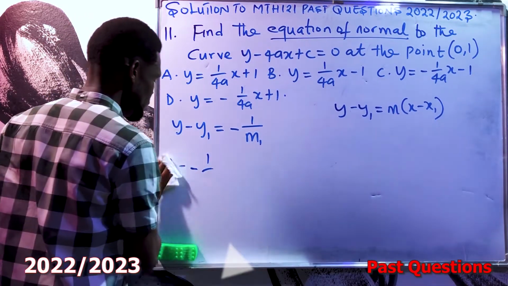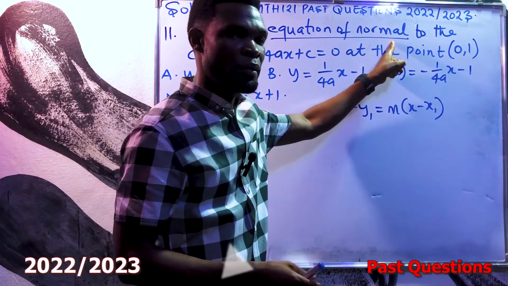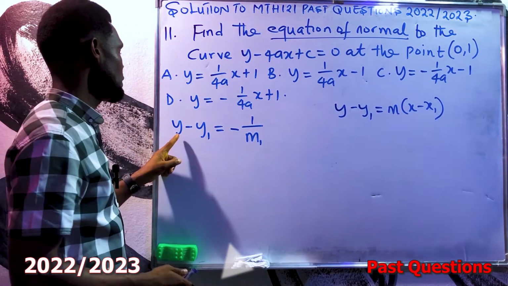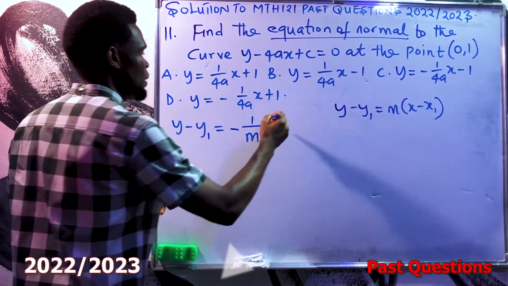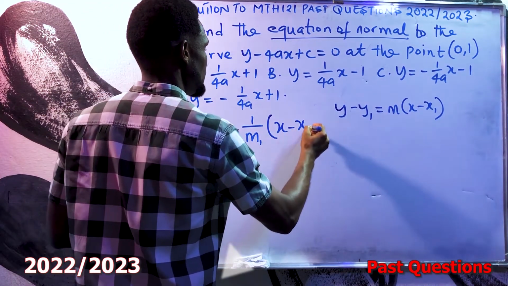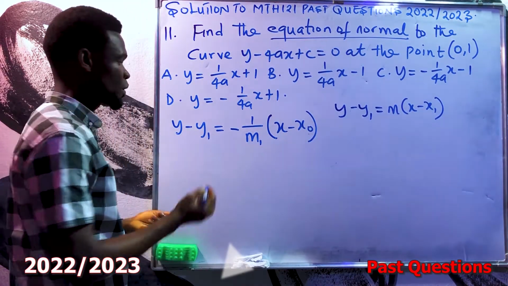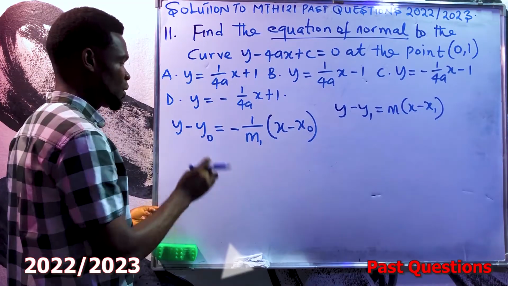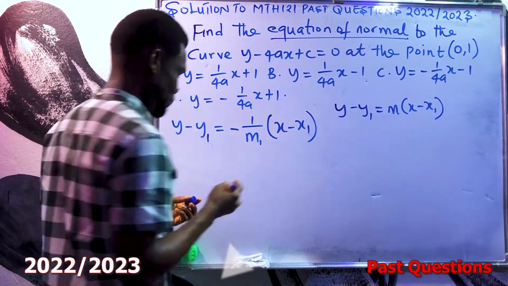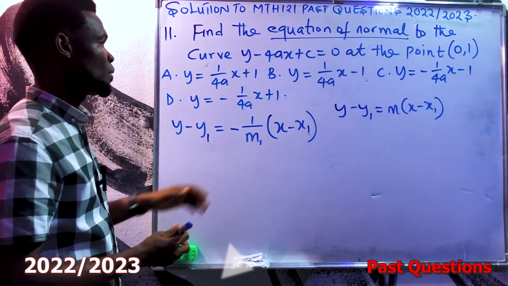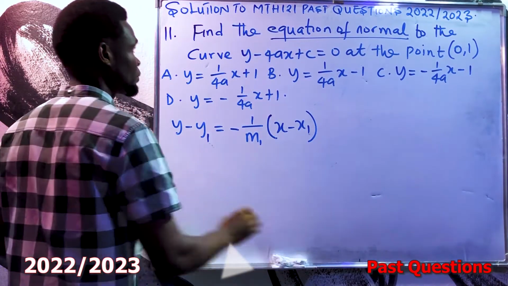What is most important at this point is that anytime you are looking for the equation of normal to a curve, the formula is y minus y1 equals minus 1 over m1 into x minus x1. Some authors will use x subscript 0, y subscript 0, but they are the same thing. So this is the formula we need to get this problem solved.